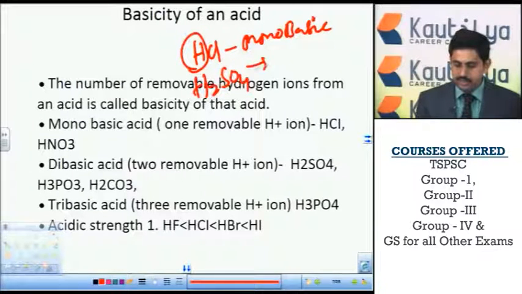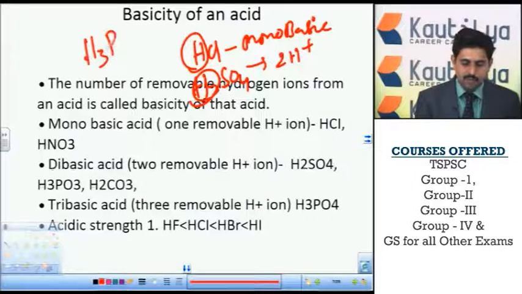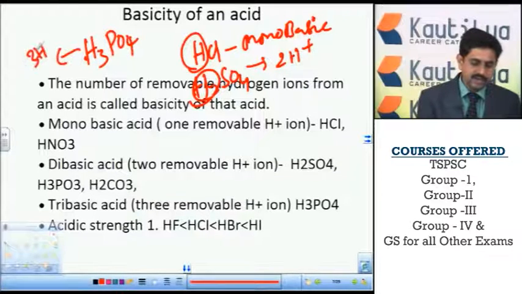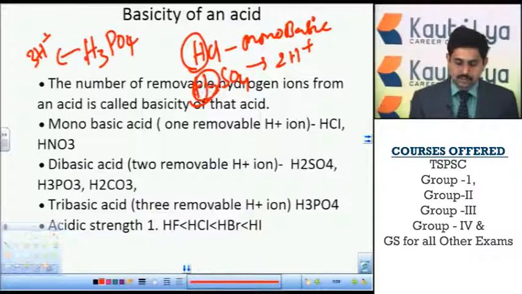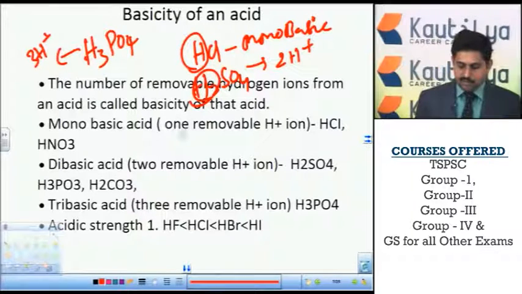For example, H2SO4 has 2 H plus ions, so it will donate 2 H plus ions. It is called a dibasic acid. For example, H3PO4, phosphoric acid, can donate 3 H plus ions, so it is a tribasic acid. A monobasic acid donates 1 H plus ion, a dibasic acid donates 2 H plus ions, and a tribasic acid donates 3 H plus ions.